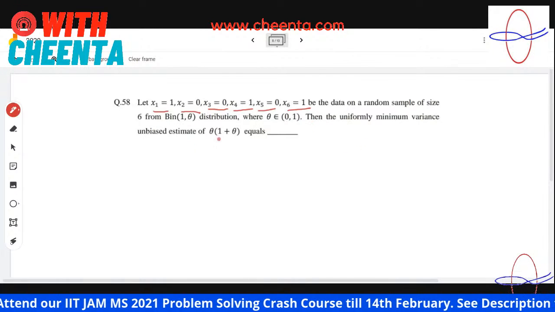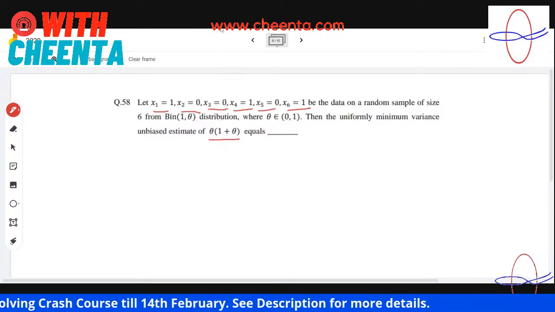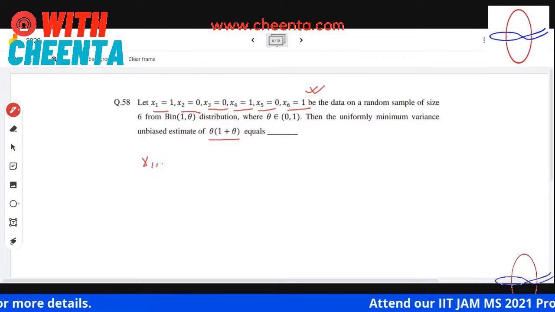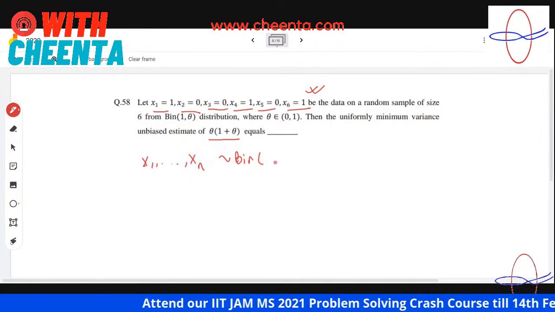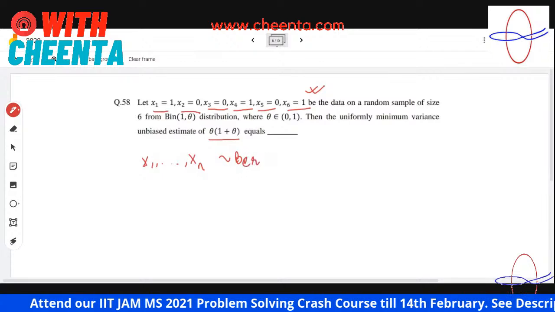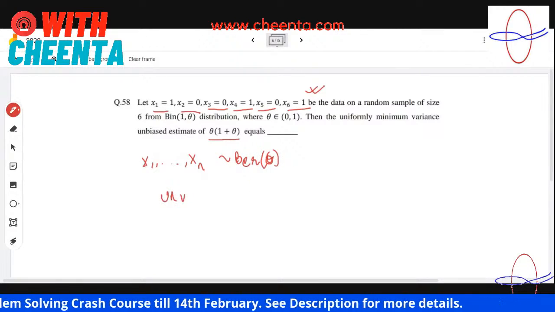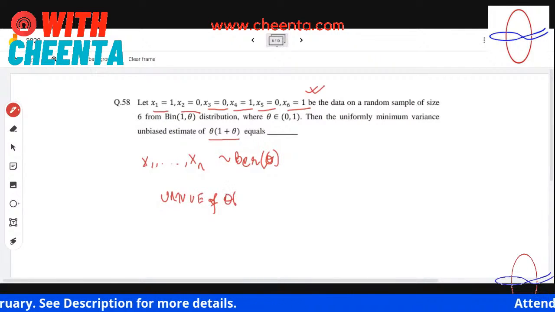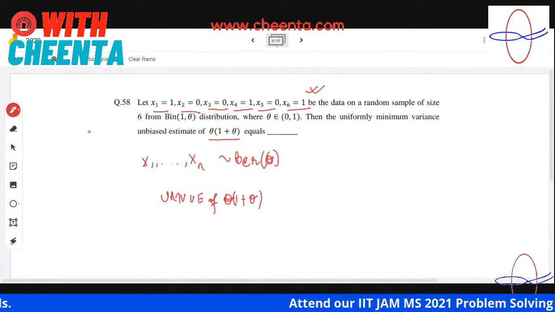Then find the UMVUE, the unbiased estimator, of theta times (1 plus theta). How do you calculate that? The problem is not here. The problem is how do you calculate it from x1, x2, ..., xn, which follow Bernoulli theta. How do you calculate the UMVUE of theta into (1 plus theta)? That's the intricate question over here. How do you find this?